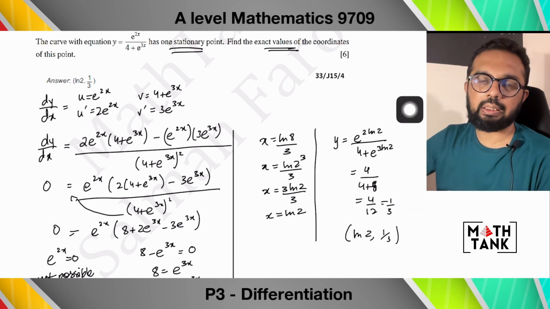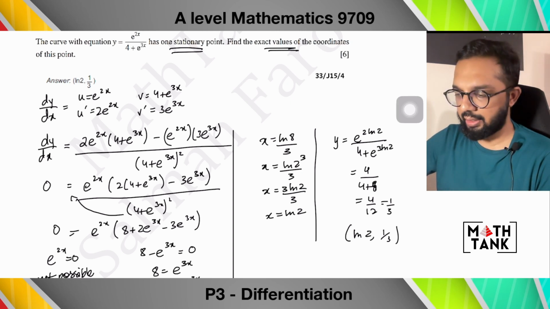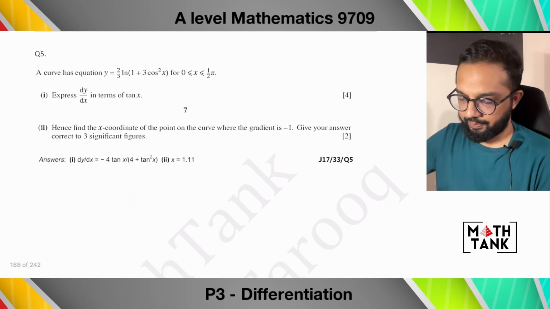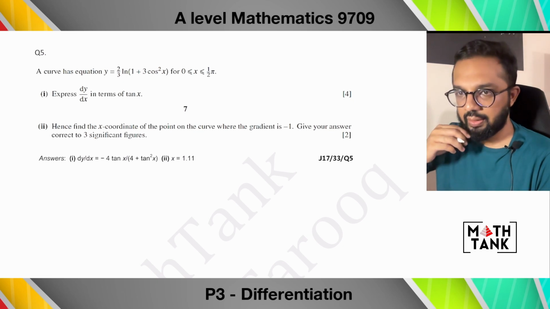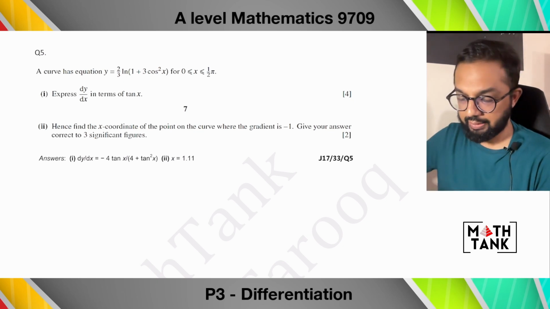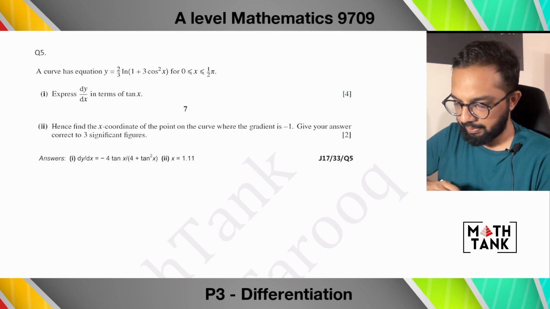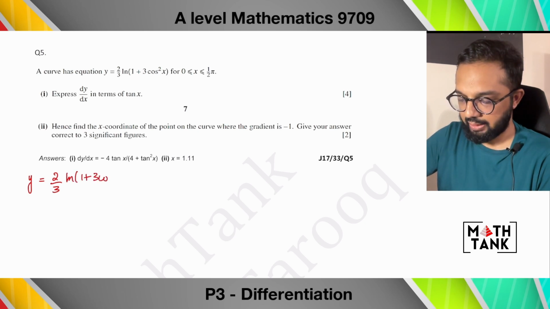Okay, if you don't understand the calculations, you can ideally put each of these individual terms on your calculator and find out the final answer. Okay, then I have this next question which says a curve has a stationary point as equation this. For this, express dy by dx in terms of this. Now this question is going to bother a lot of people and you should look at this carefully. Y equals 2/3 ln 1 plus 3 cos square x.